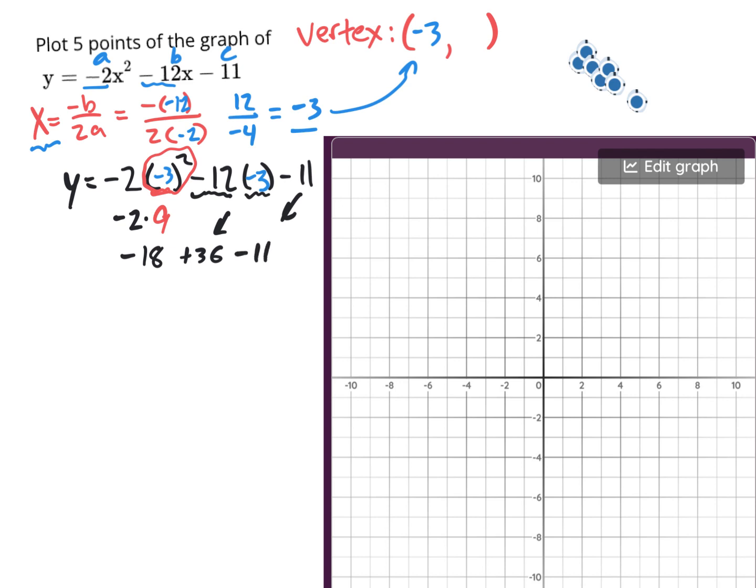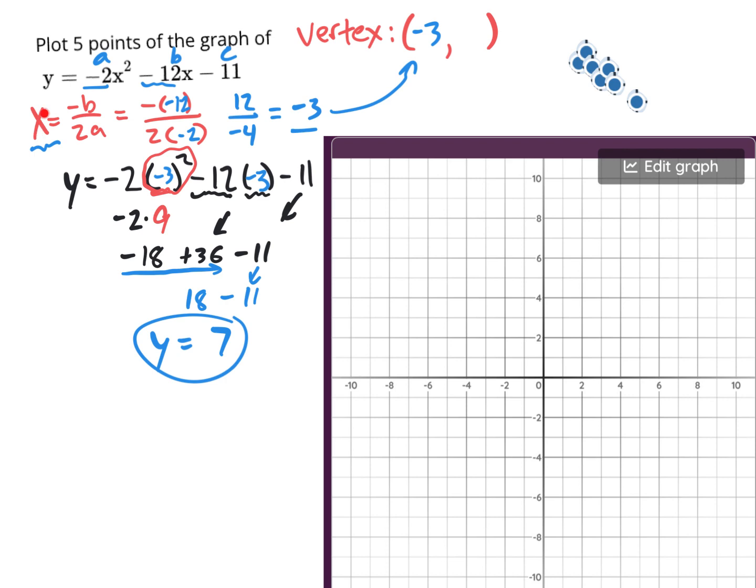So now it's just adding and subtracting from left to right. A negative 18 plus 36, that is a positive 18. And positive 18 take away 11, if you bring down the minus 11, that'll give you a 7. So we just found that y equals 7. We'll write that out, y equals 7. Now, what is this y? It's the y of the vertex, right?